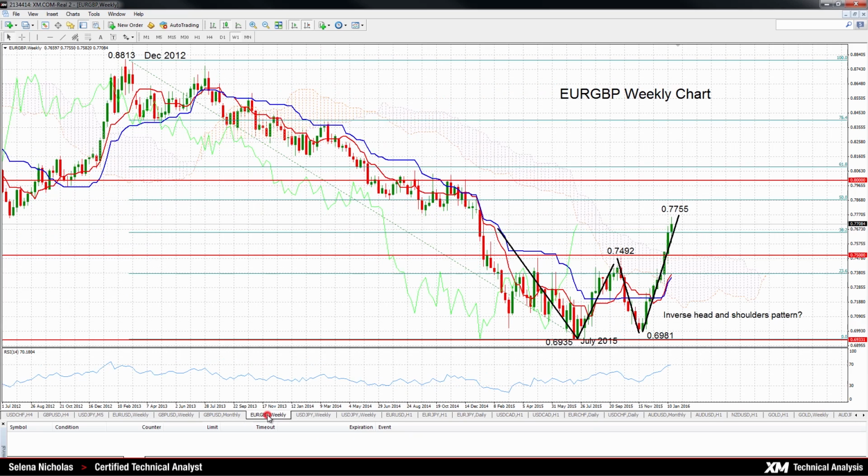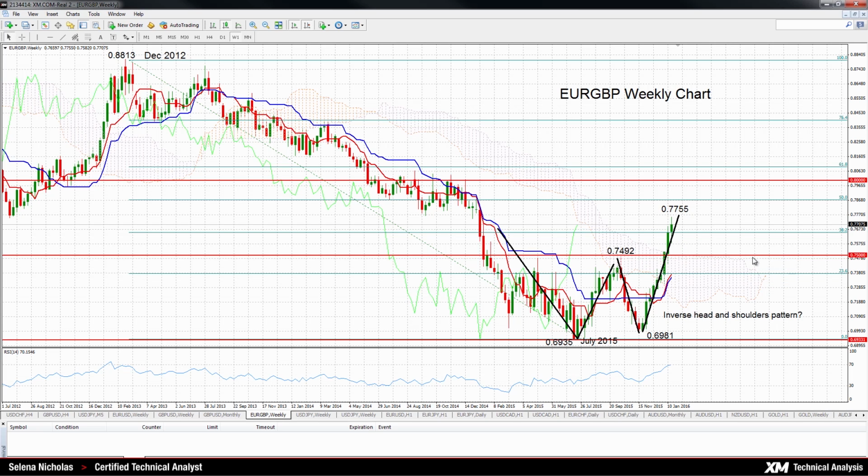Now let's take a look at the EURGBP on the weekly chart. EURGBP has had a good run since bouncing from the low of 0.6981. This was a November low, and it rallied up to the 0.77 big figure. After successfully rising above the Ichimoku cloud, the pair reached a 1-year high of 0.7755 today. It appears that there is an inverse head and shoulders pattern forming. This is usually a trend reversal pattern.